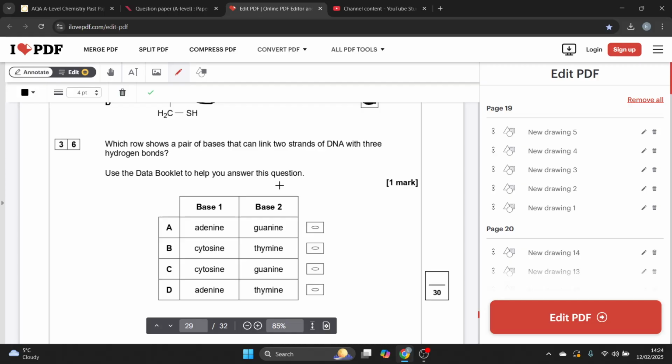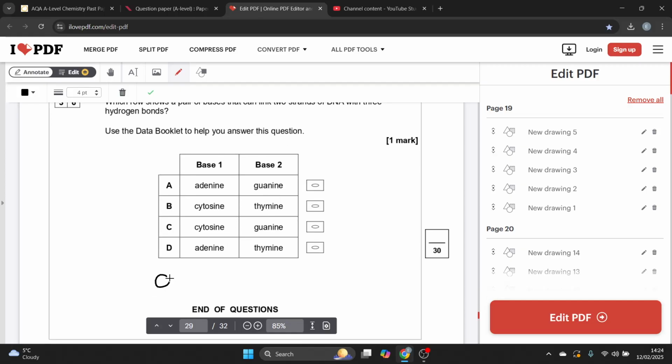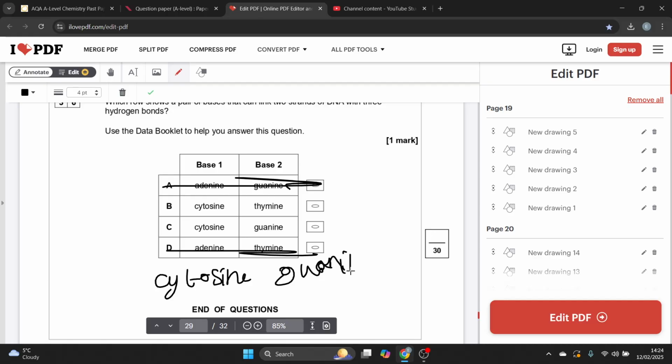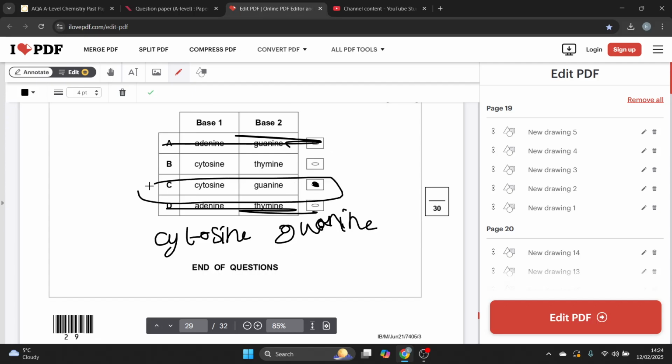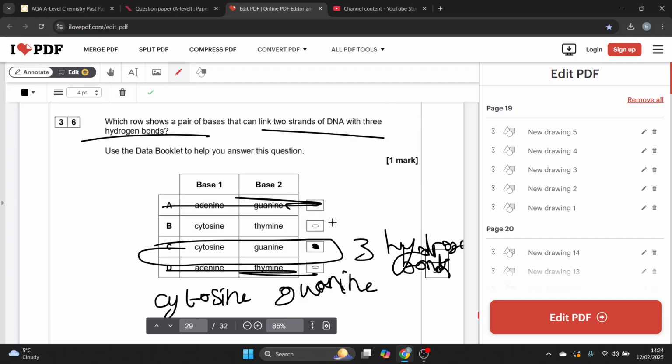And question 36, which row shows a pair of bases that can link 2 strands of DNA with 3 hydrogen bonds? It's going to be cytosine and guanine. So therefore, the answer is going to be C, cytosine and guanine, that can link 2 strands of DNA with 3 hydrogen bonds. And that is the end of section B, the multiple choice questions.